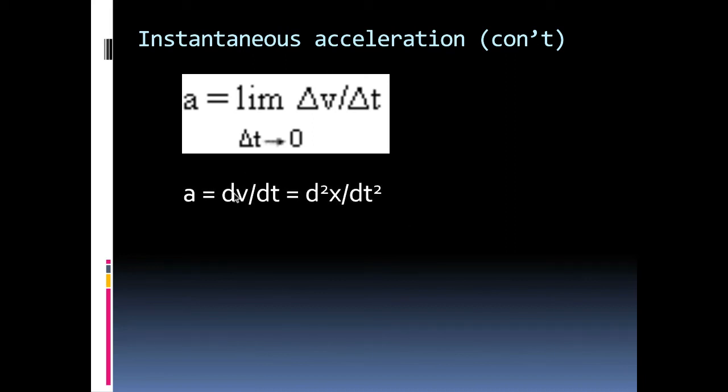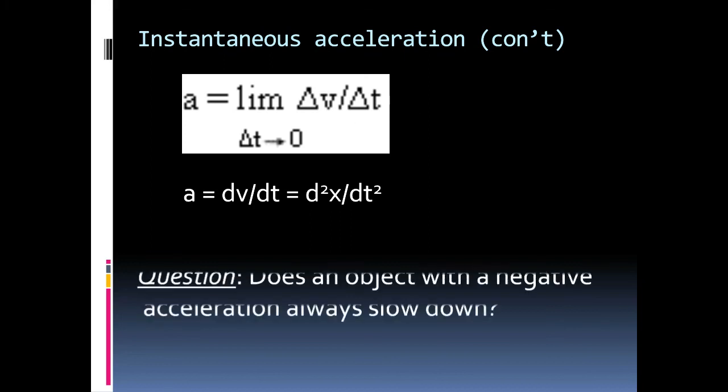This first one is the derivative of velocity versus time. This is the second derivative of position with respect to time. You don't need to know this, but you should be familiar with this limit notation, and that to find this, we find it graphically on a velocity versus time graph.